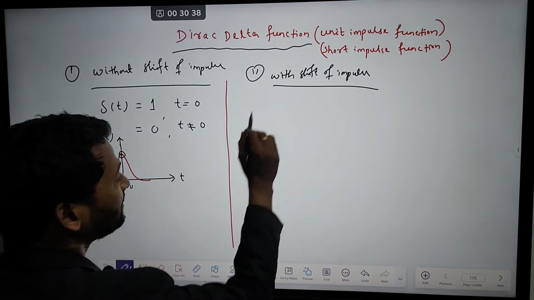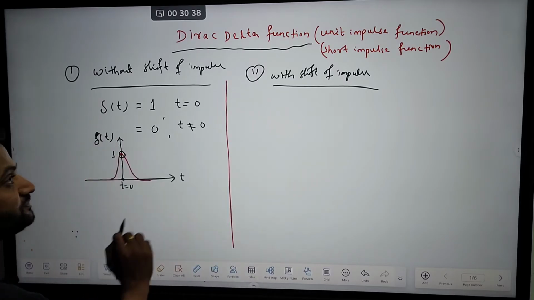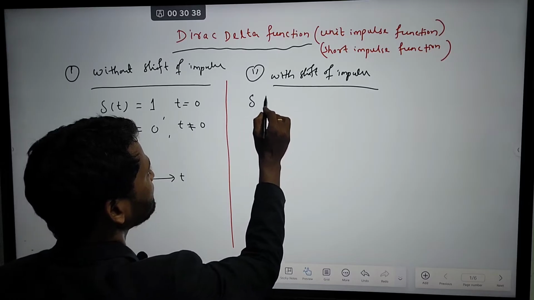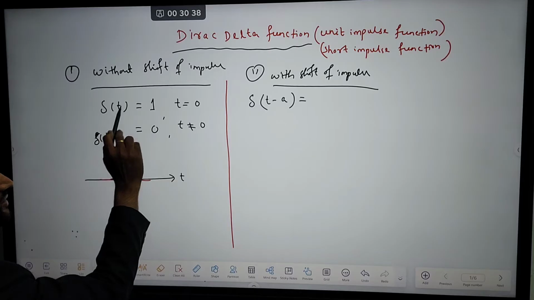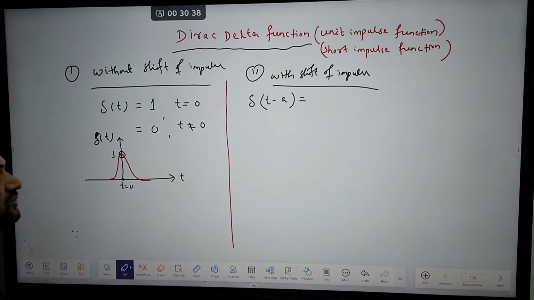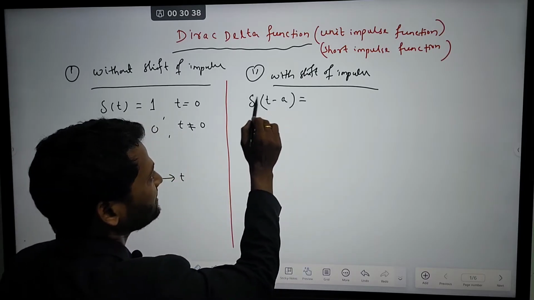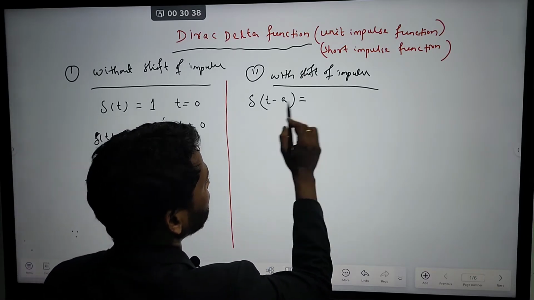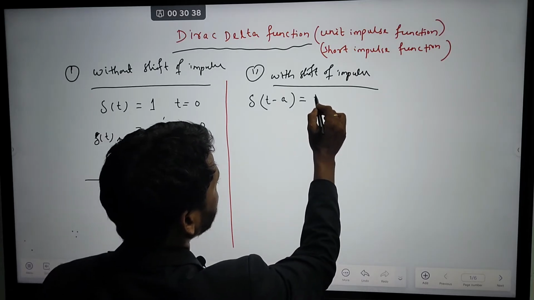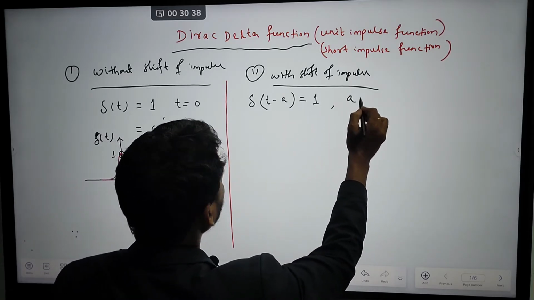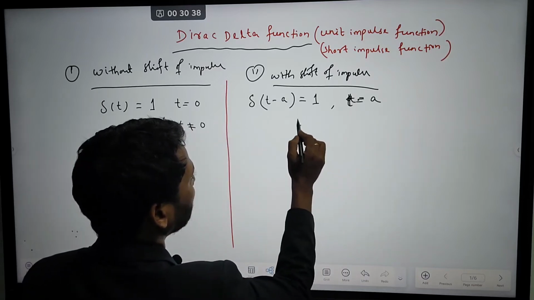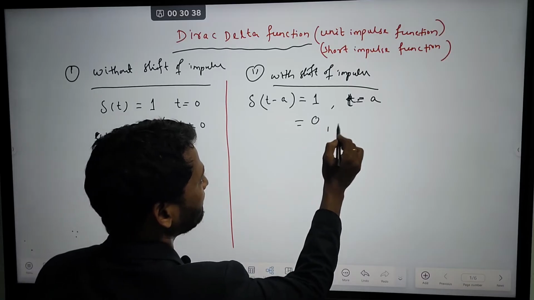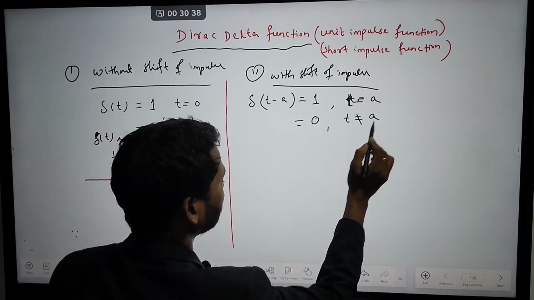So now coming to shifting of impulse. This is represented as delta t minus a. Here delta t is equal to 1 when t is equal to 0, and it is 0 when t is not equal to 0. But in this case, it is represented as delta t minus a. So delta t minus a is equal to 1 when t is equal to a, and delta t minus a is 0 when t is not equal to a.